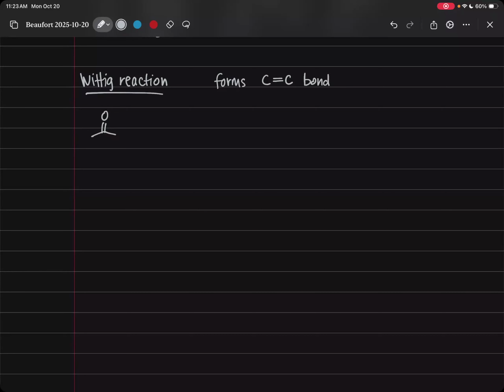So, for example, let's take acetone. And if we treat it with an alkyl halide, triphenylphosphine, and a base, we actually get that.